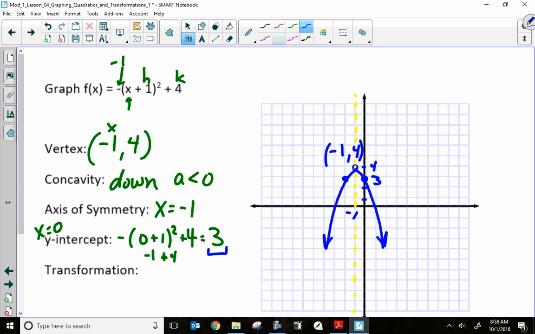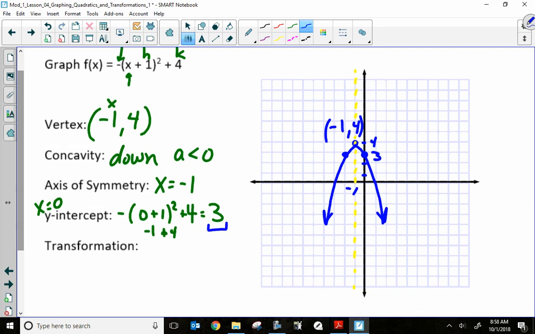There you go. I mean, it's simple. Love it. Love the easiness. All right, well, let's talk about transformations.